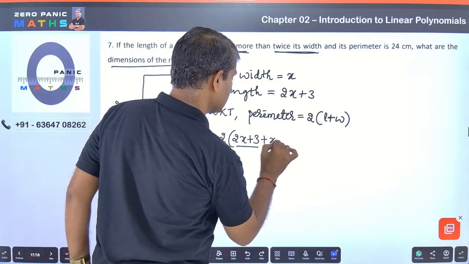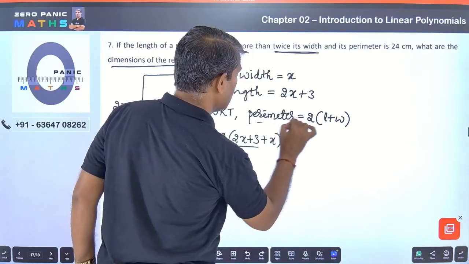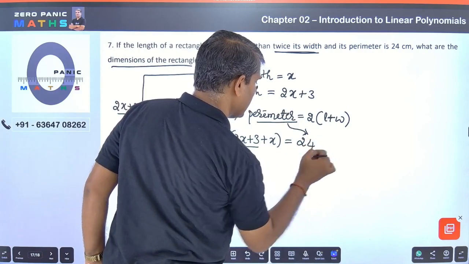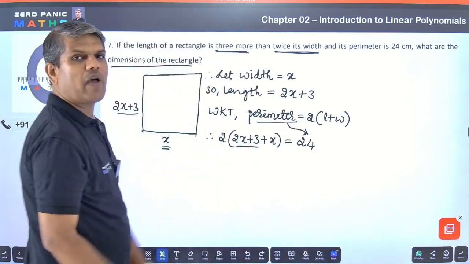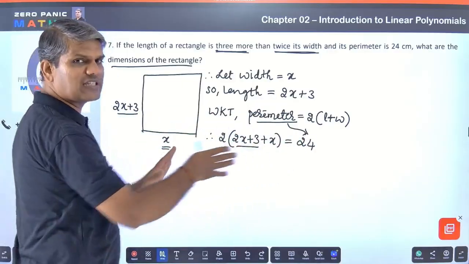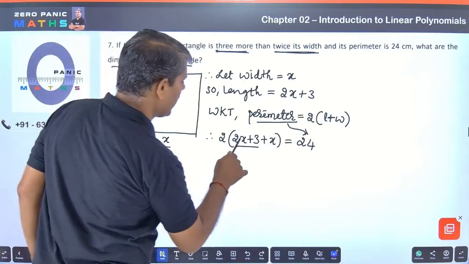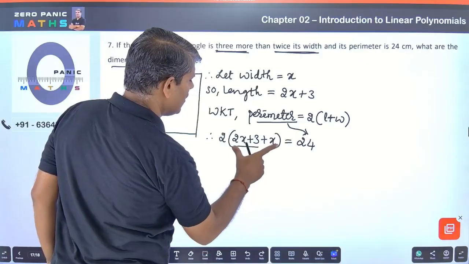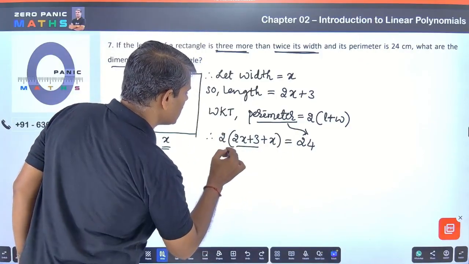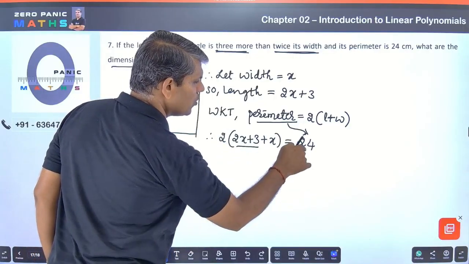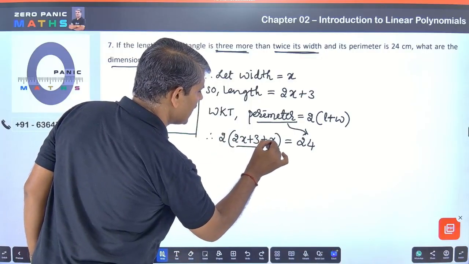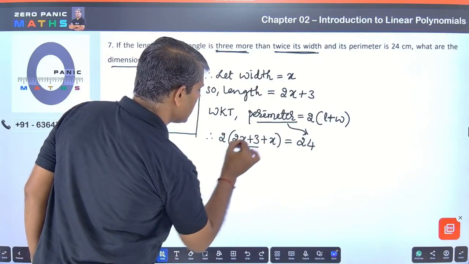Okay, and what is width? Plus x, and that is equal to perimeter, and what is the perimeter that they have given? That is 24. I just wrote it in a swapped way. Left side I have taken to the right side just to make it an algebraic expression, that's all. Now add the values inside the bracket and take 2 to that side, so that 2 goes into the division of 24. So what is 2x plus x? That is 3x, right? 3x plus 3.